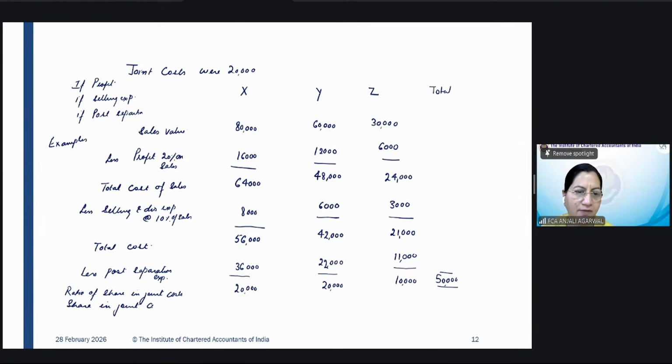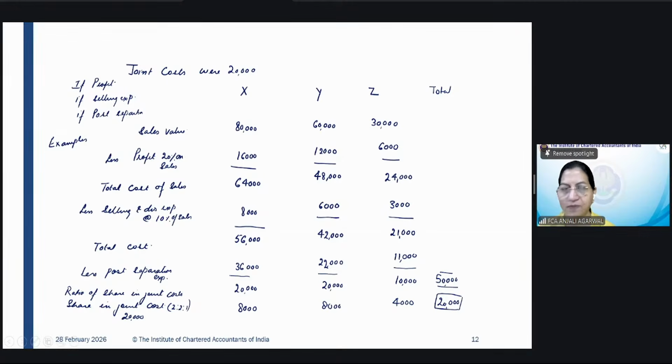So share in joint cost will be 20,000 divided in the ratio of 2:2:1. So 20,000 divided by 5. 8,000 would be the share in joint cost for product X. 8,000 would be the share in joint cost for product Y. And 4,000 would be the share in joint cost for product Z. Right? So that means somewhere some information is not complete here. Otherwise, if you have the profit, selling expense, and all the cost, it should exactly match to 20,000, but it is not matching. Therefore, there is a difference of 30,000.